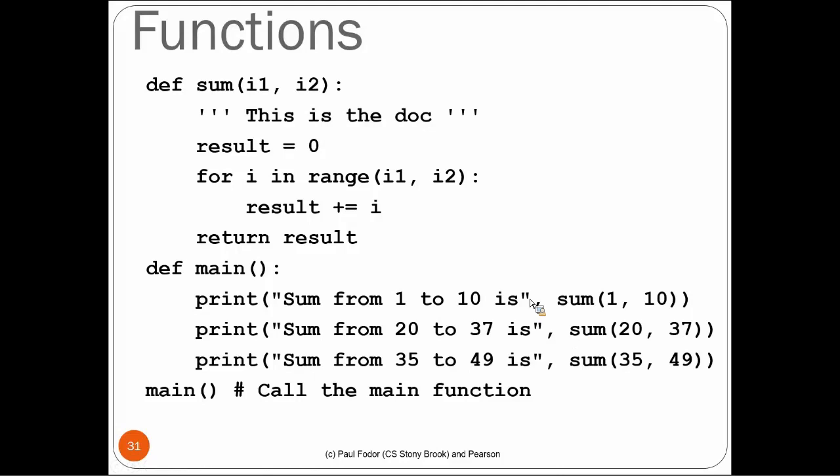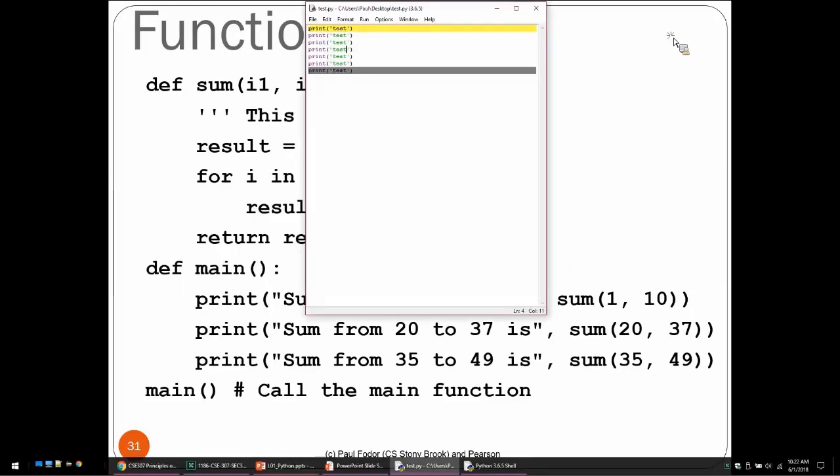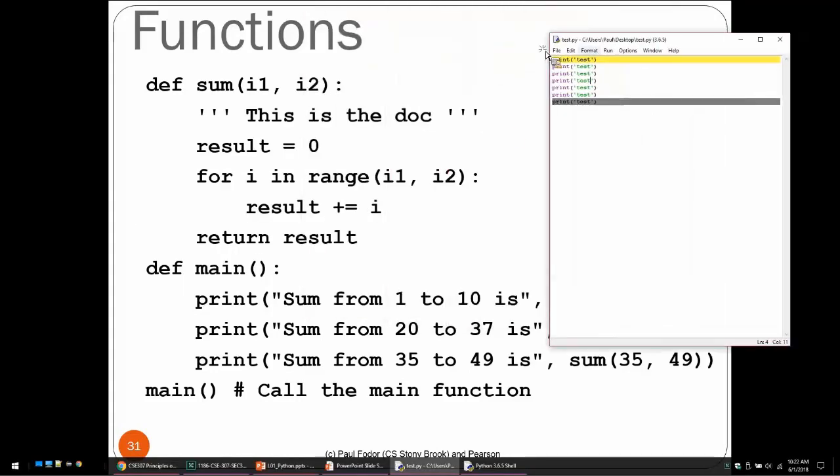I prefer when we define functions that we are actually writing them in a file. So in this case, we go back to our test file and we are writing this program. So we define the function sum, and this sum takes 2 parameters, I1 and I2. Again, we use colon for basically defining the indentation, the block.